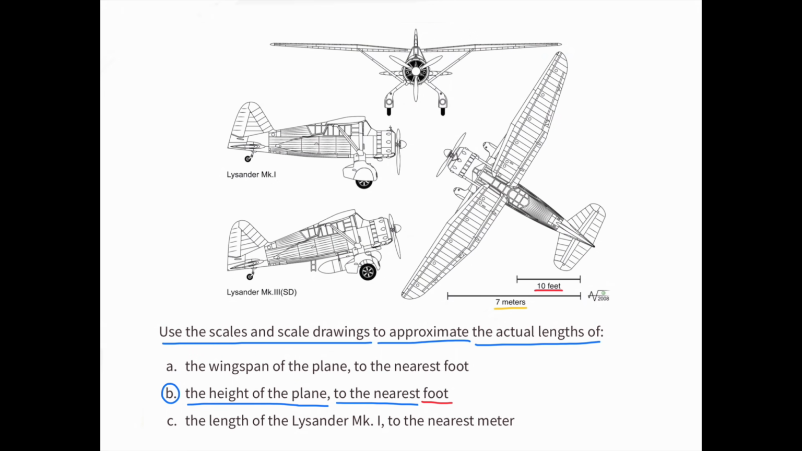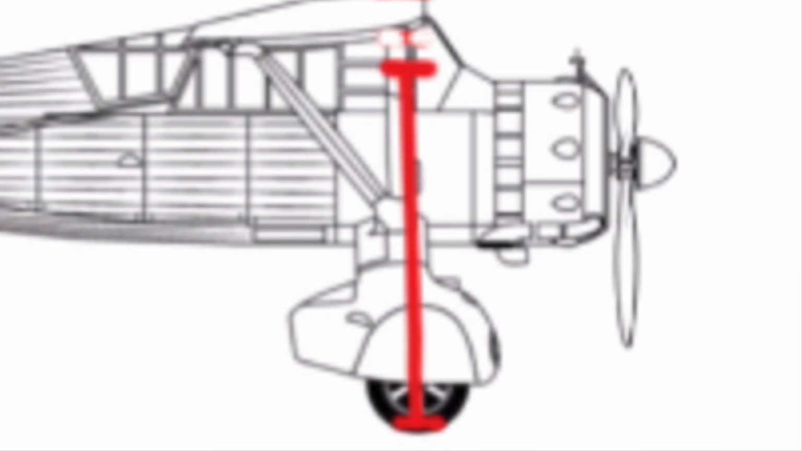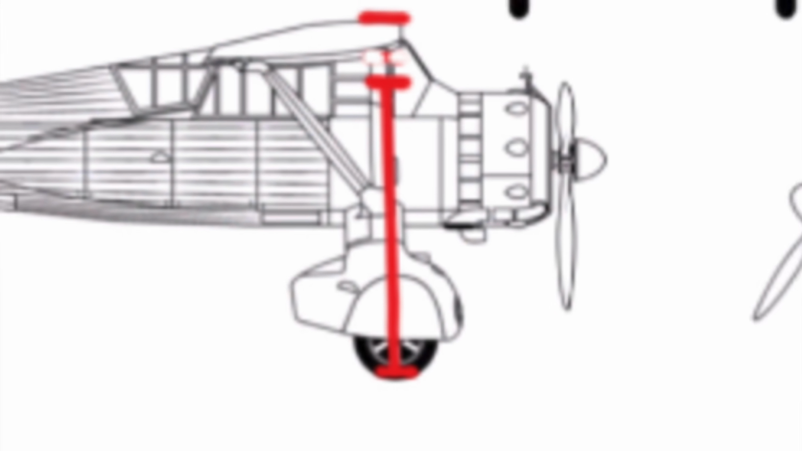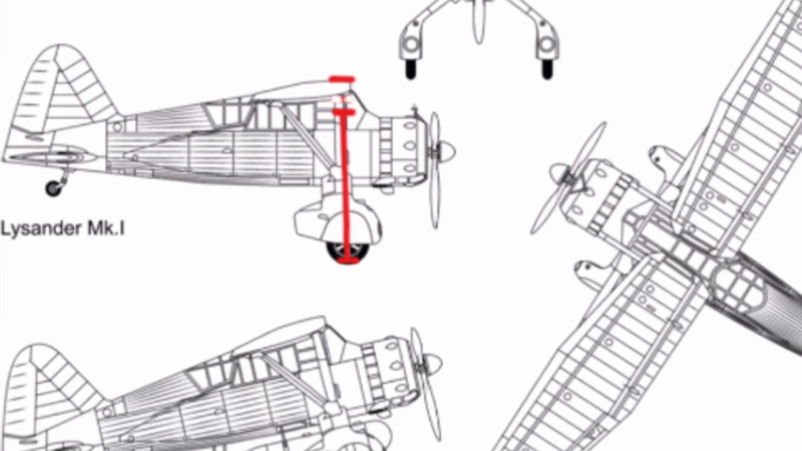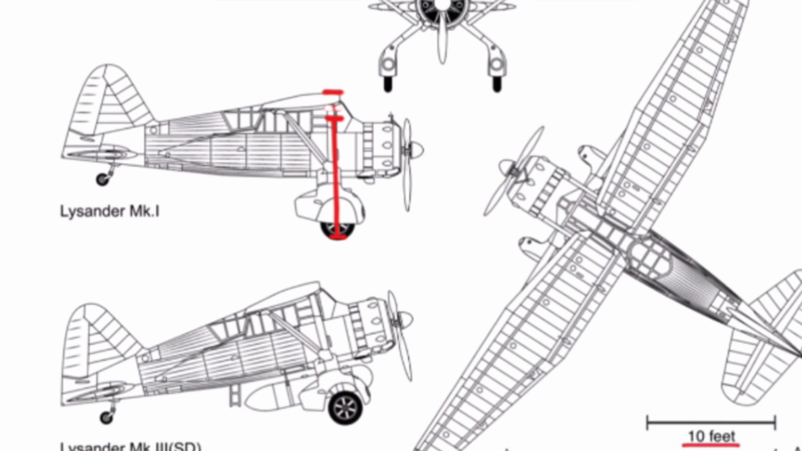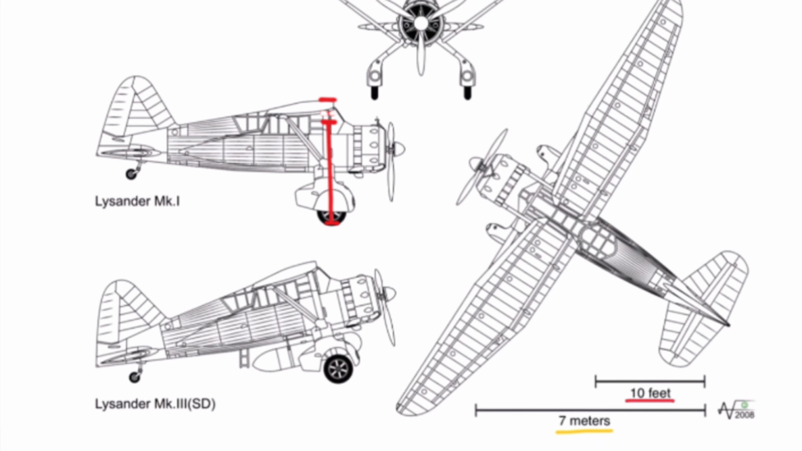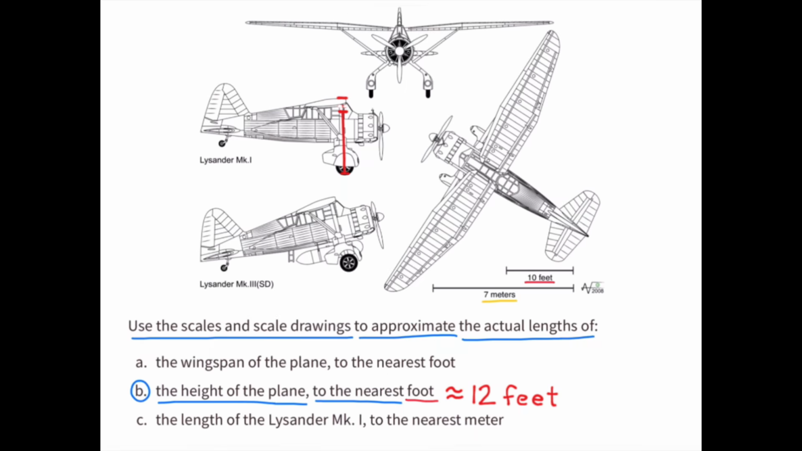B. Use the scales in the scale drawings to approximate the actual lengths of the height of the plane to the nearest foot. When I line the scales up vertically against the height of the scale drawing of the plane, 10 feet fits in with just a little bit left over, so I'd say that's approximately 12 feet. The height of the plane is approximately 12 feet.